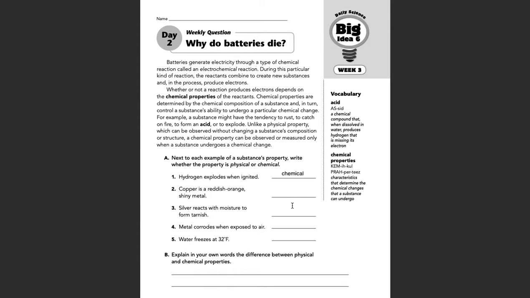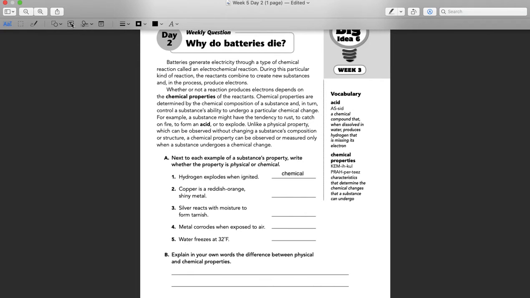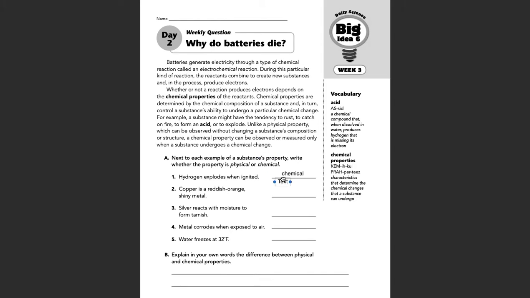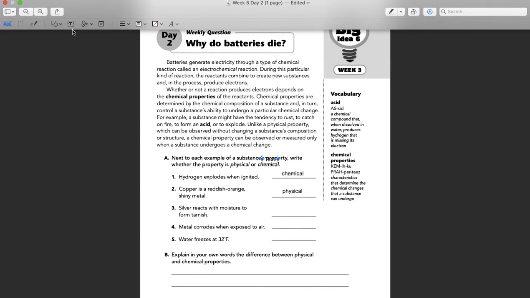Number 2, copper is a reddish, orangish, shiny material. So the way it looks, that would be physical. Silver reacts with moisture to form tarnish, so that's changing it into a new substance chemically. That would be chemical.